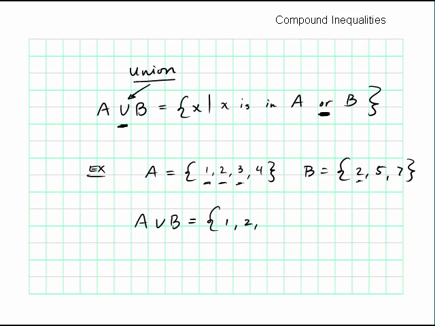I see a 3 up here, so a 3 goes in there. There's also a 4. This one has a 5, so that goes in there, and this one is a 7 as well, and that goes in there. So I think I've got everything. And that's A union B. Okay, so what I've done is I've written down every number that's in set A, or it's in set B, or possibly both.